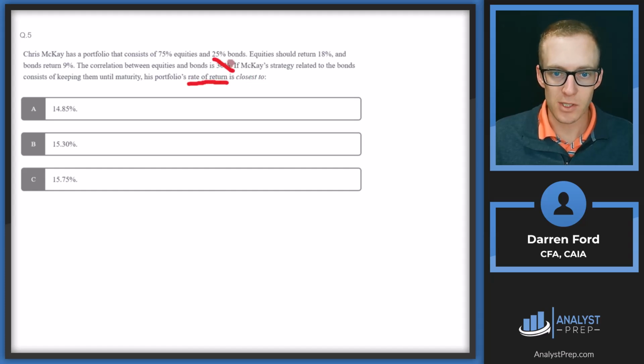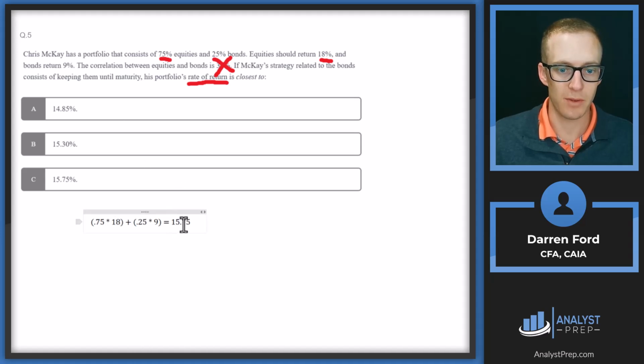We do not need to consider the correlation when we're looking at rate of return. We're just going to take the weightings of these and then apply them to their applicable returns. So we take 75% equities, multiply that by 18%, and then we're going to add to that 25% bonds, multiply by the 9% bonds return, gives us 15.75, which will be answer C. Correlation is going to be considered for standard deviation and portfolio standard deviation calculations, but it's not considered for returns.